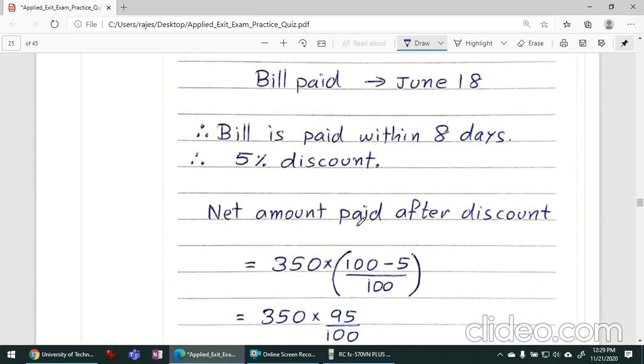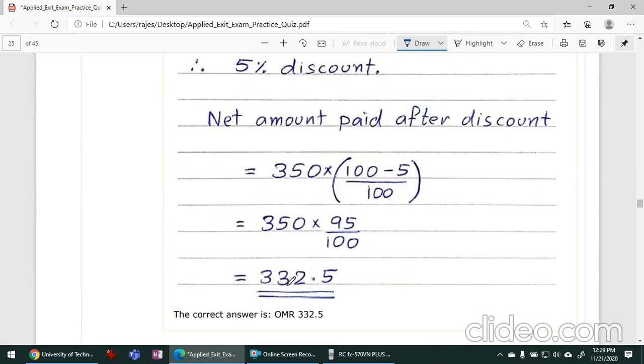Now how will you find the net amount? Same rule. You have 3350 into 100 minus 5, 5% discount. 100 minus 5 is 95. 95 divided by 100. So the answer is 3182.5. So this much amount only he has to pay.